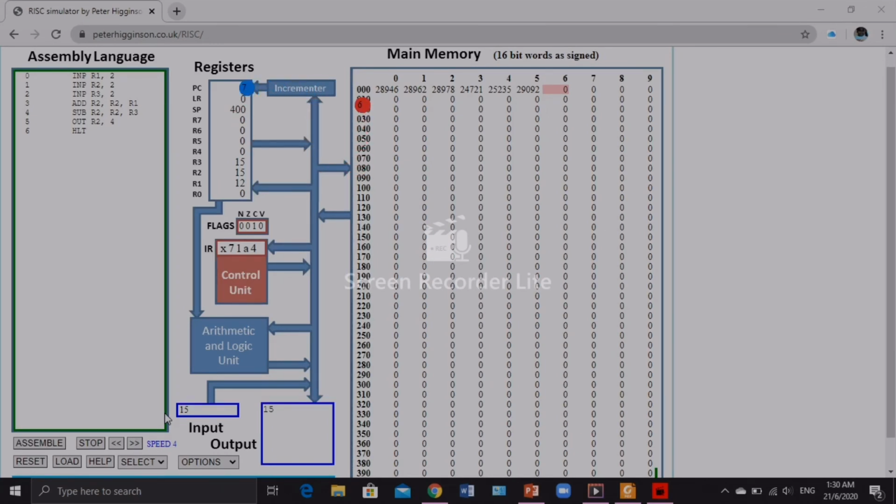And now it's the halt part, where the program is halted after encountering this kind of instruction, which halts the particular program.